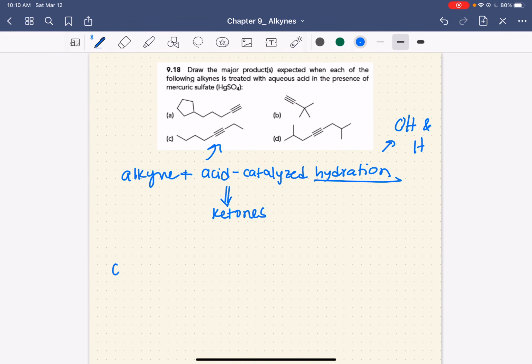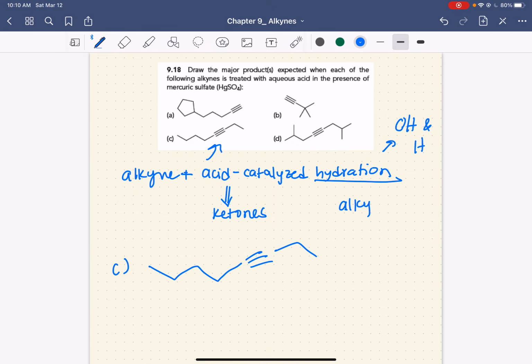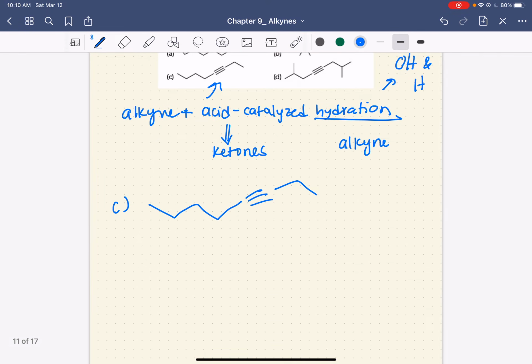All right, so C. What we have is this alkyne. I'm so sorry, if I keep saying alkene, I mean alkyne. We're talking about triple bonds. It's just this vowel that throws me off. We have this alkyne, this triple bond, and we're treating it with acid-catalyzed hydration. What does this mean? That means you see this triple bond? We're going to be adding alcohol and hydrogen to this triple bond.